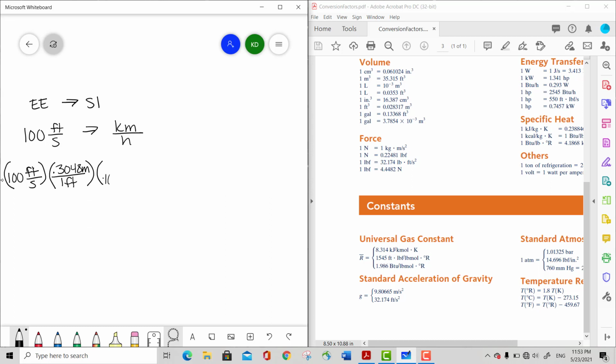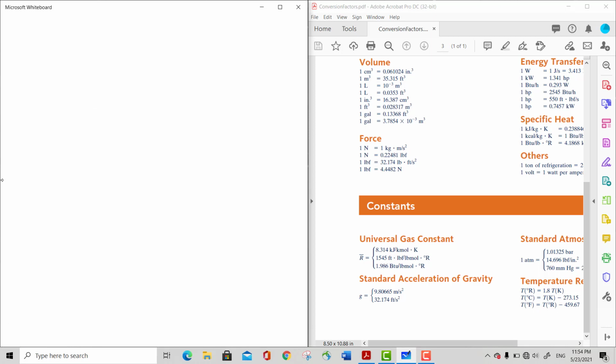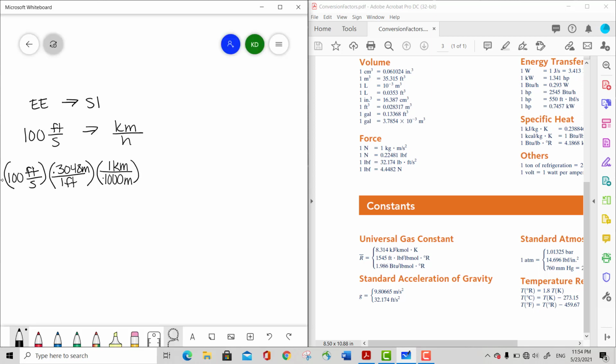So we've got 1,000 meters is equal to 1. Oh my gosh, it's frozen. Good night. Okay, and so we've got the units portion. Sorry guys, I don't know what's going on.